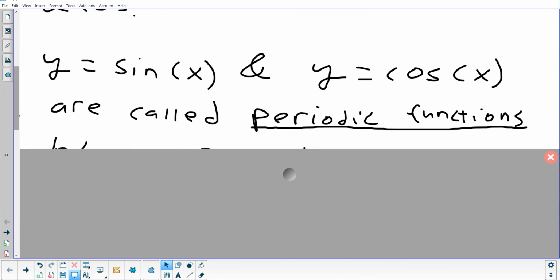And these functions are very different than really any other function you study in algebra. They're not like a line, they're not like a parabola, they're not like any of those. These are called periodic functions.